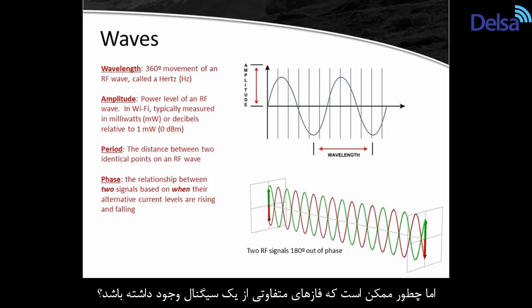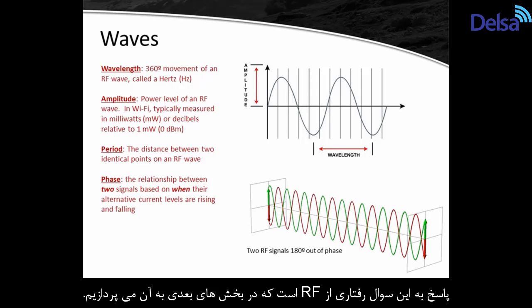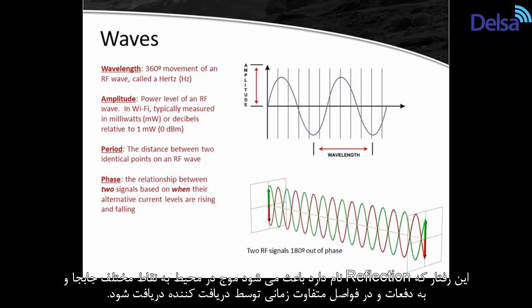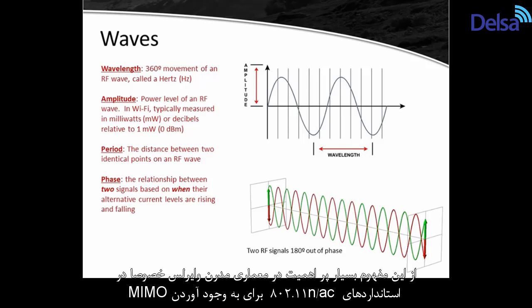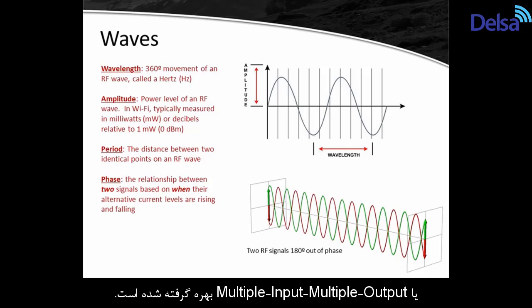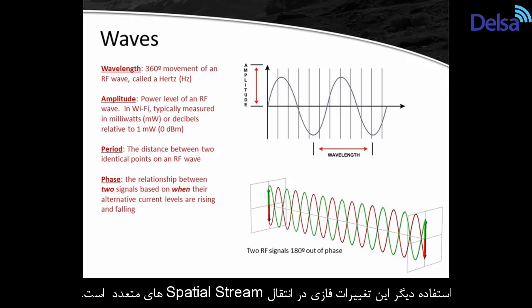Now, how can you have multiple phases of the same signal? Well, you do that because of the RF behaviors we'll talk about later. The reflection that causes the signal to move around within a space so that you get multiple copies of the signal at the receiver at slightly different times, which means they're slightly out of phase or possibly completely out of phase. This is an important thing to consider, and it's one thing that we actually take advantage of in our modern wireless LANs with 802.11n and 802.11ac using what is called MIMO, multiple input, multiple output. We're actually taking advantage of these phase variations and using it to transmit multiple spatial streams.